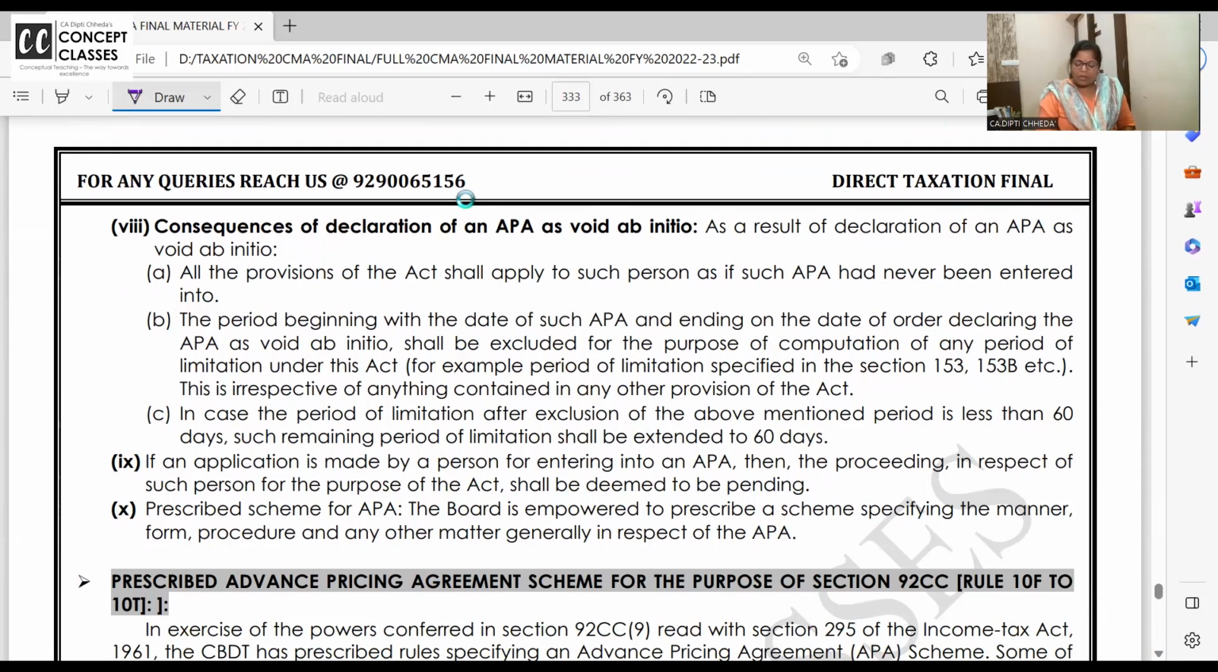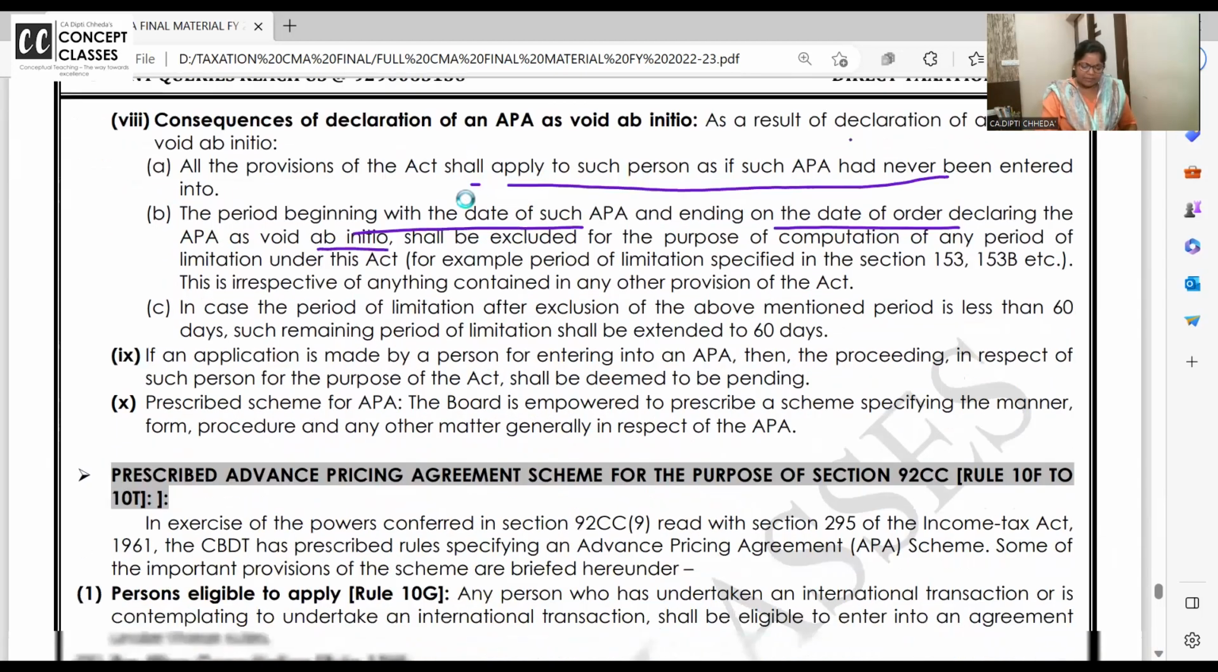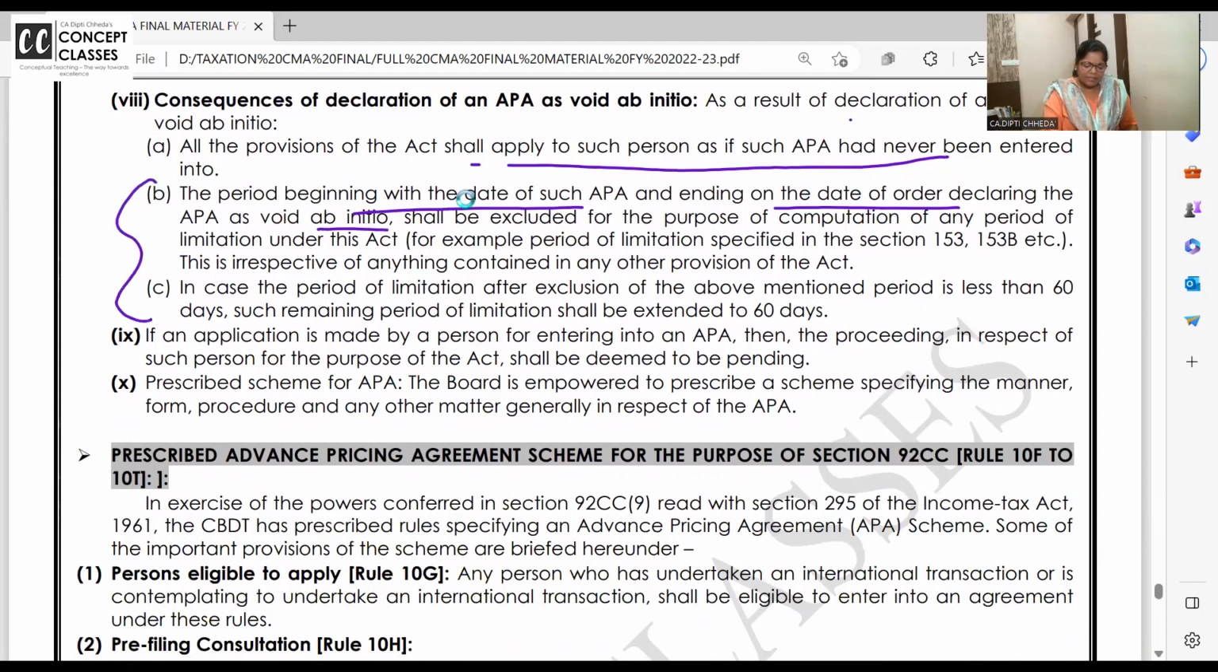As a result of the APA being void, all the provisions of the Act will apply as if the APA never existed. Routine provisions will apply. And the period between the date we went for the APA and the date it became void ab initio will be excluded for the assessment. Okay? Just understand this simply, not much detail will be asked. And if the period is short, then 60 days' time has to be given.